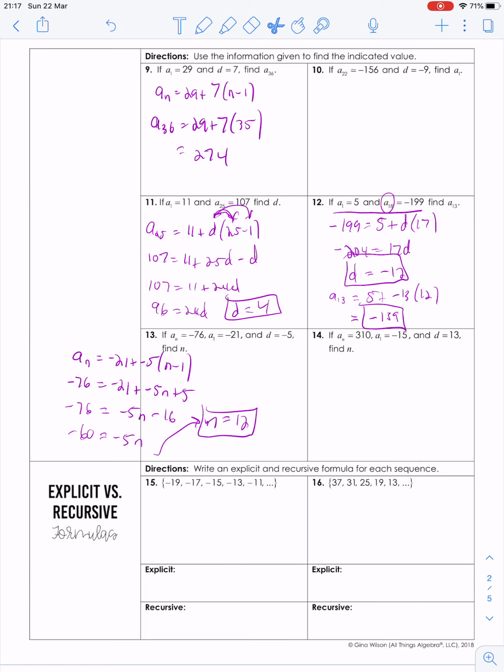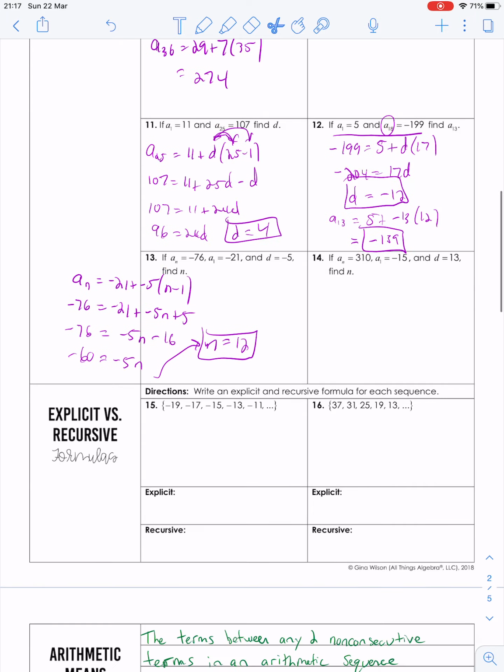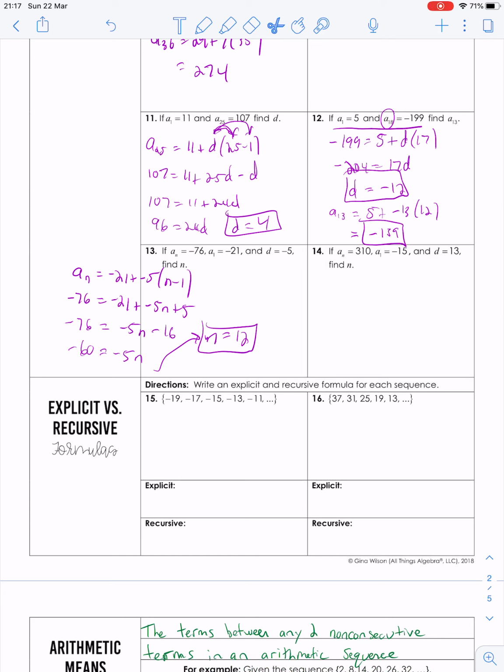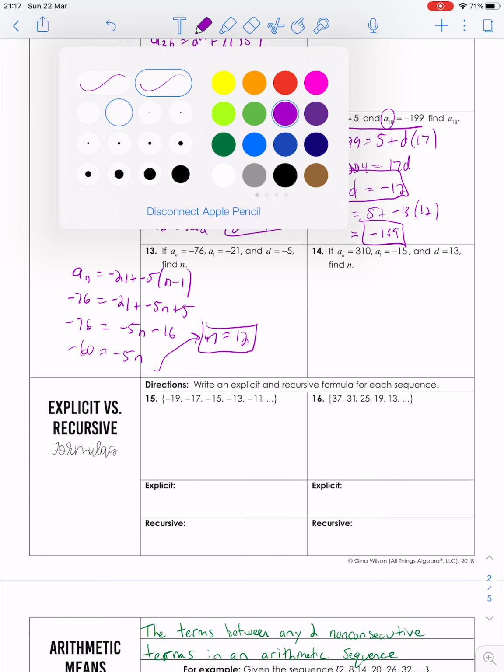All right, number 14. Same thing. You can do that. Now we're going back to what we did in section 1 a little bit. We're going to do explicit versus recursive. So explicit is just going to be what we just did, except we distribute. So here we go. We have a difference. Oh, I'm still in cut mode. Let's change to brown.